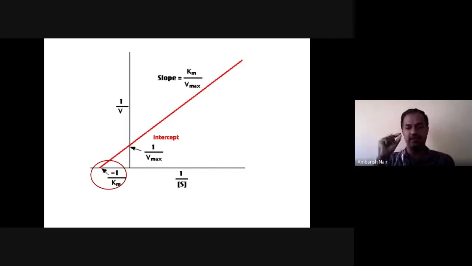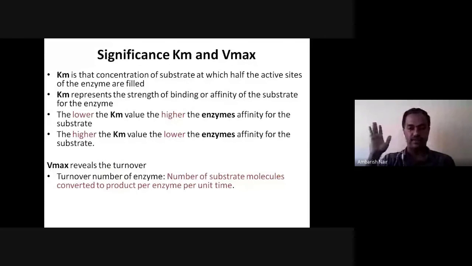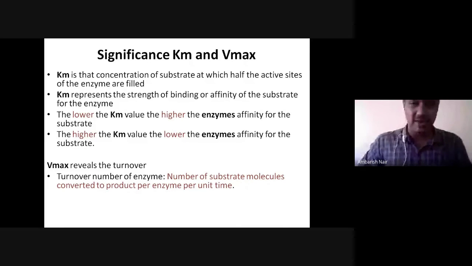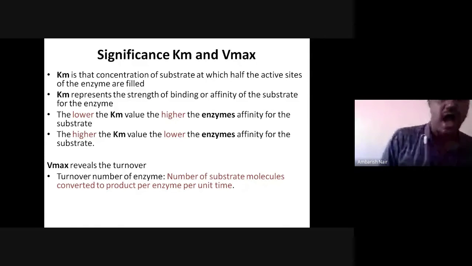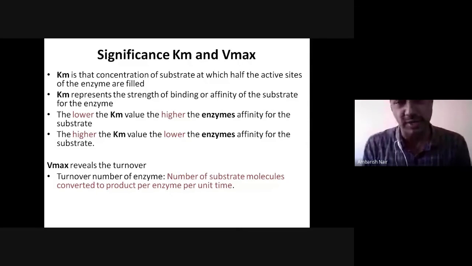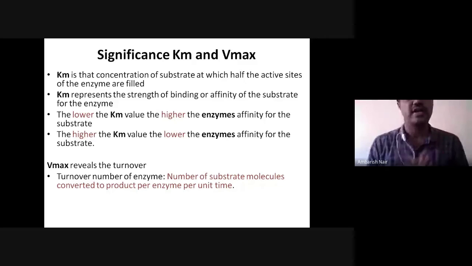Next important theory part is there. One small slide that's very important. What is this Km? What is this Vmax? Here is an important thing, and you should remember this. Km is that concentration of a substrate at which half the active sites of the enzymes are filled. Sometimes they will ask for 2 marks: what is Km value? Km is that concentration of substrate at which half of the enzyme active sites are filled with substrate. If half of the enzyme active sites are filled with substrate, then you can say it is the Km.